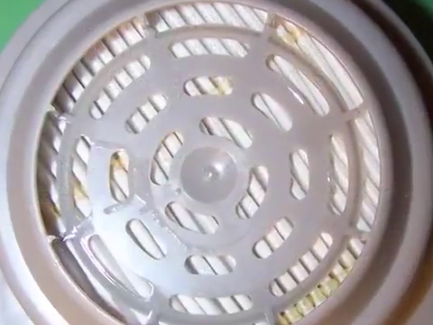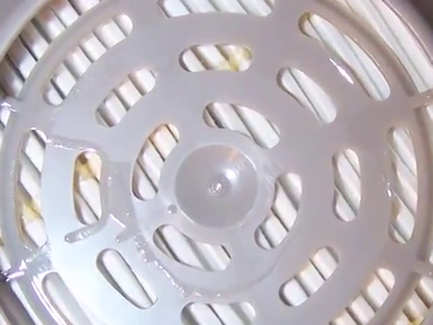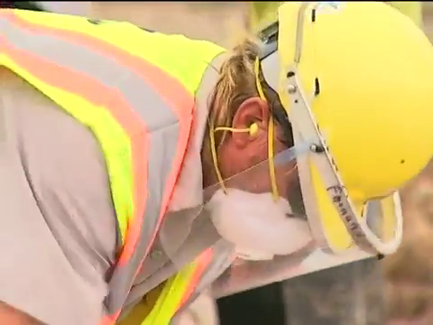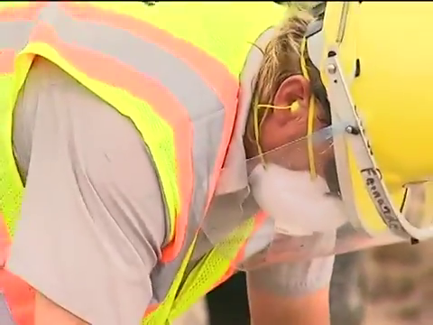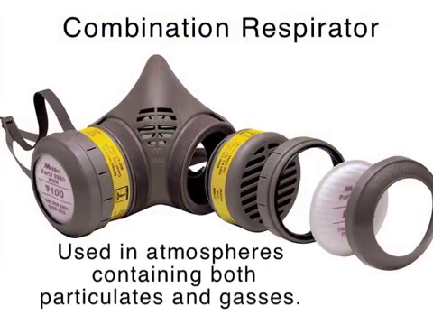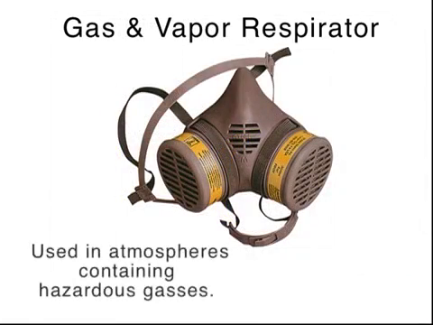This type of respirator generally becomes more effective as particles accumulate on the filter and plug spaces between the fibers. A common dust mask is considered a particulate respirator. A combination respirator is normally used in atmospheres that contain hazards of both particulates and gases and has both particulate filters and gas vapor filters.